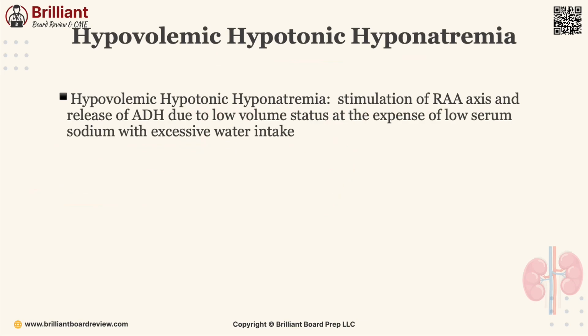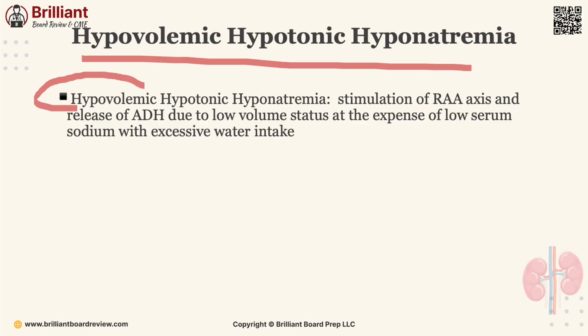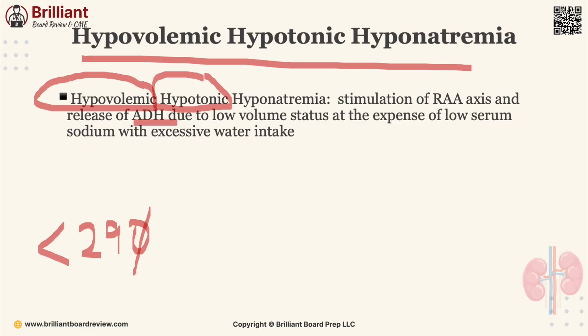Now let's talk about hypovolemic, hypotonic hyponatremia. Okay, let's break this down. Low body volume, hypotonic. So we're going to say our serum osmolarity is going to be less than 290. Hyponatremia is stimulation of the renin-angiotensin-aldosterone axis and release of ADH due to low volume status, with dilution of serum sodium from excess water intake.